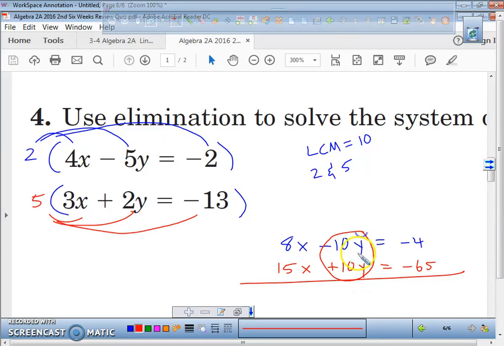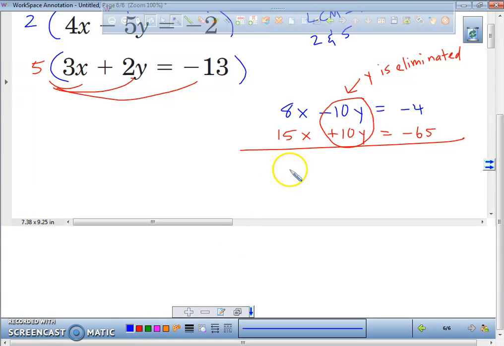Because I'm happy, okay. And because I'm happy because these additive inverses right here, what do? All of the y is eliminated. I know, poor y. So right now, all of our y's have been eliminated.